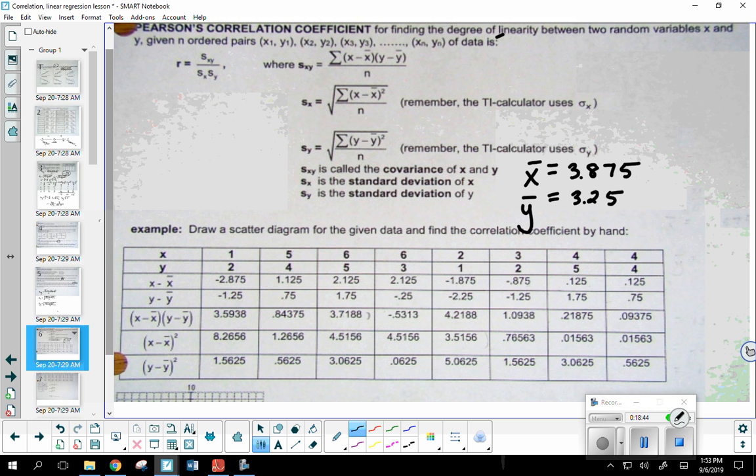And I just kept the decimals. I didn't worry about rounding, because if you round in the middle of your process, it will affect your final answer.